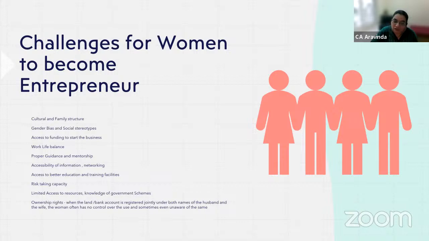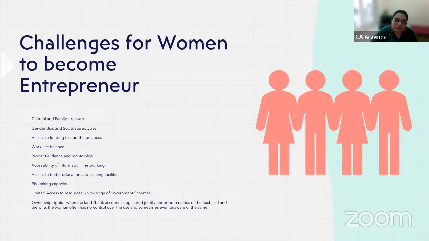Work-life balance will get affected once you become an entrepreneur, because it is not a 9 to 5 job, and you have to make yourself available as and when the demand arises. Proper guidance and mentorship need to be given to women to understand where to kickstart the work, how to expand it, how to collaborate with people, and how to get trained through various sources. Accessibility of information and networking is less for women compared to men, because women are not allowed to visit all places, even near their houses.